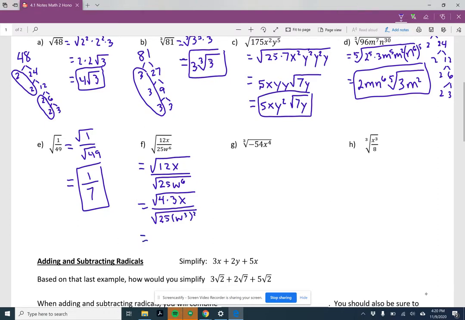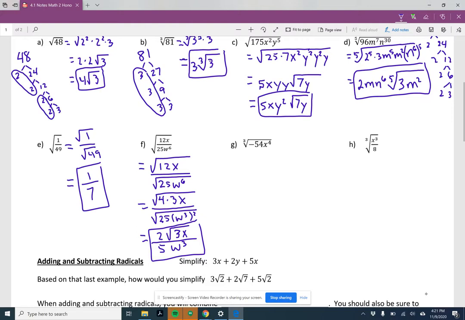squared. Square root of 4 is 2. The 3 and the x both have to stay under the radical. Square root of 25 is 5. And then I have a w to the 3rd because the square root is going to undo the square. And we are simplified.